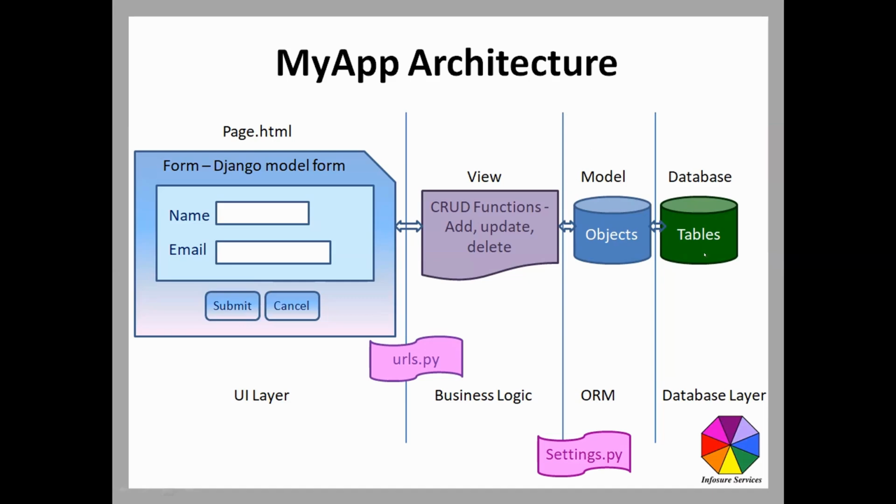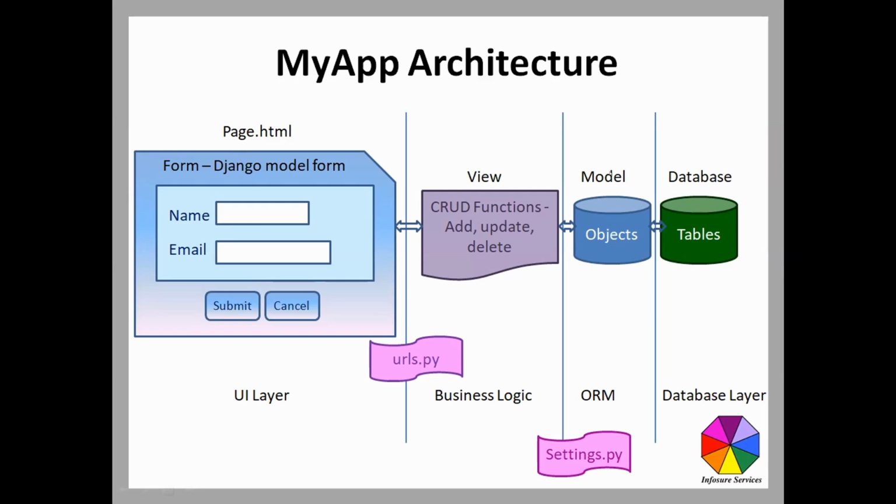Okay, model representation of those database tables. Each table is one model. If you have products, you have a product model. So ORM facilitates not knowing SQL. It just creates the object relationship mapping. Okay, and that's what happens here.